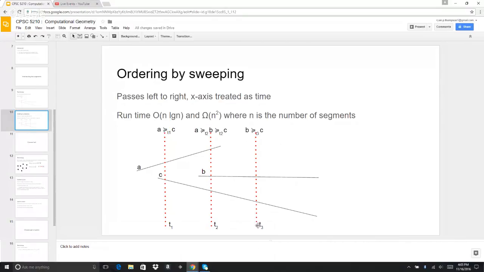If you go to your next time segment, T3, you can see now A no longer extends, so points along the A line segment no longer intersect the vertical line of T3. So now only B and C at T3 are comparable to each other. So in T1, A and C are comparable, and at T3, B and C are comparable to each other.